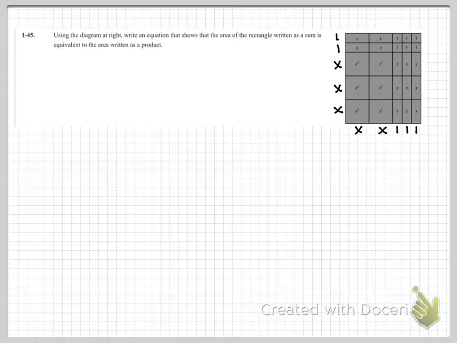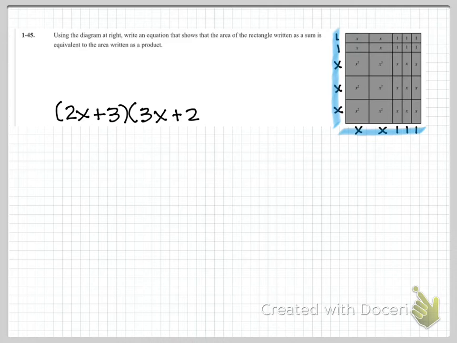Okay, go ahead and double check yours against mine. I wrote my dimensions off to the side, and I used those things that are outside, so across the bottom and down the side, to write my product. So it's always the stuff on the outside that gives me the product. Okay, so across the bottom, it looks like I have 2 x's and 3 singles. So I've got a 2x plus 3. Then up the side, it looks like I have a 3x, and then I have 2 singles.